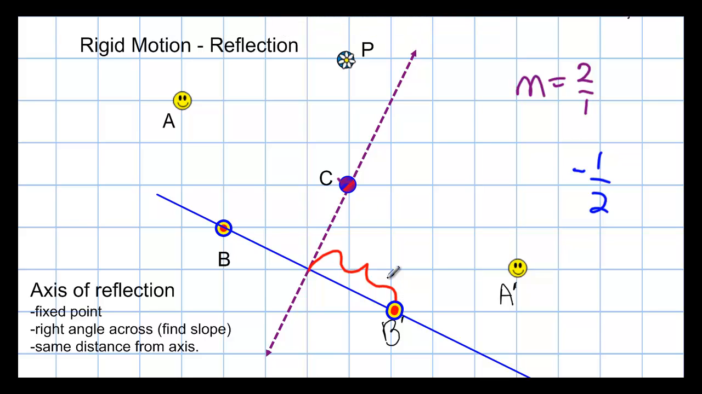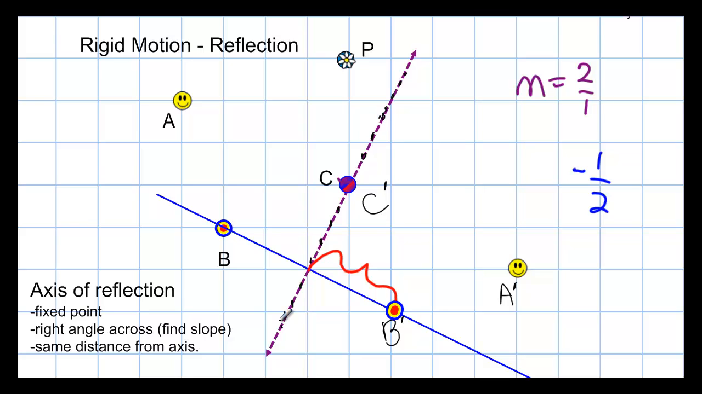Now notice what happens to C. If it reflects across the purple line, it stays the same. It's called a fixed point. So all along your axis of reflection, you're going to have an infinite number of fixed points. So in order to reflect, you have to have a perpendicular line, and it has to be the same distance from the axis of reflection.